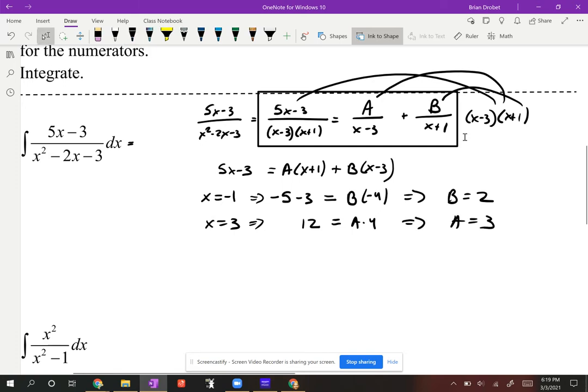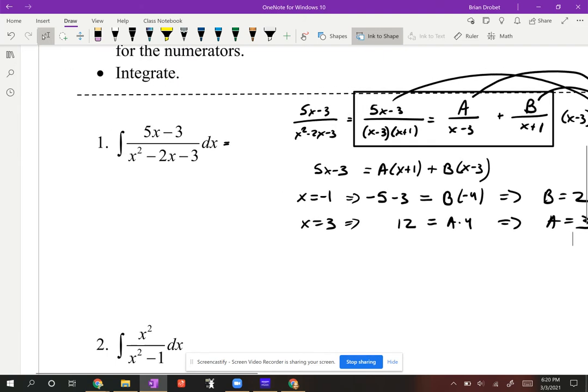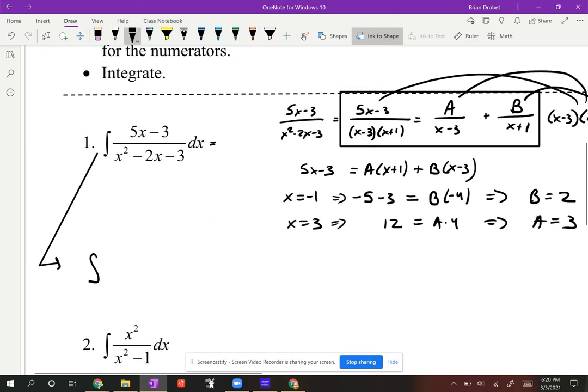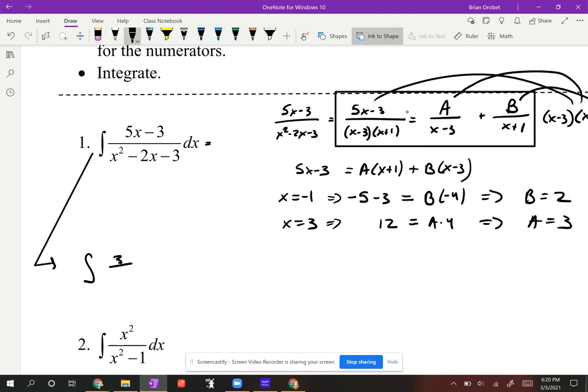All right, now what does this mean? It means that if I put 3 in for A here, 2 in for B here, I will have decomposed my original fraction into the sum of two other fractions. In other words, this integral right here that I have is now going to be exactly the same as the integral of A over (x minus 3) plus B over (x plus 1).